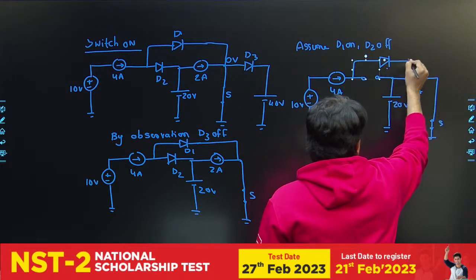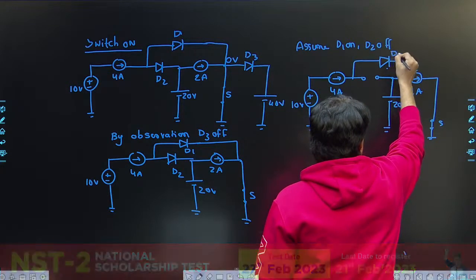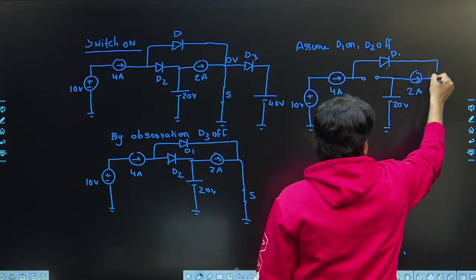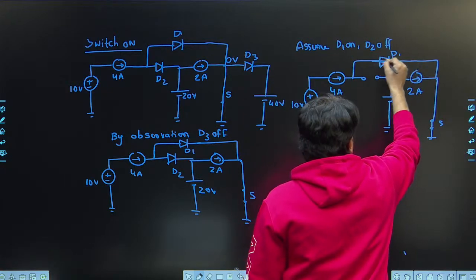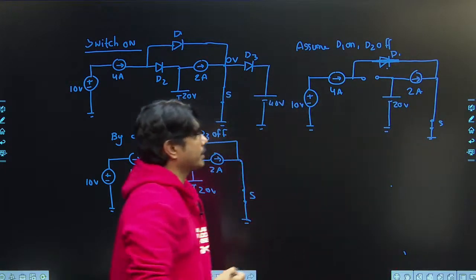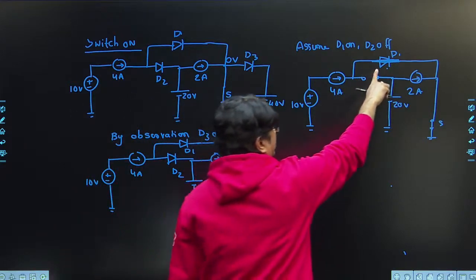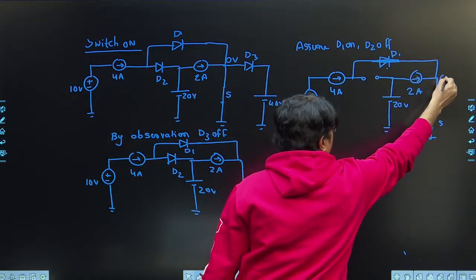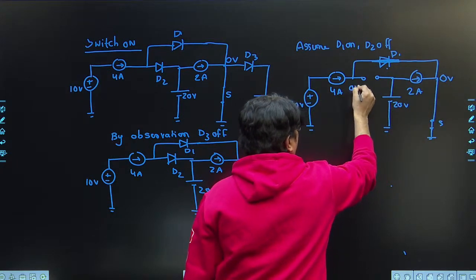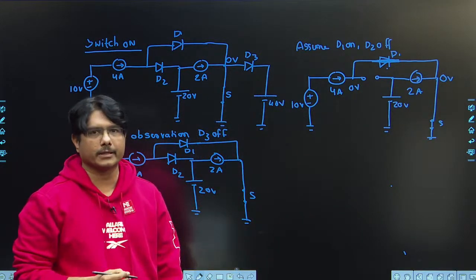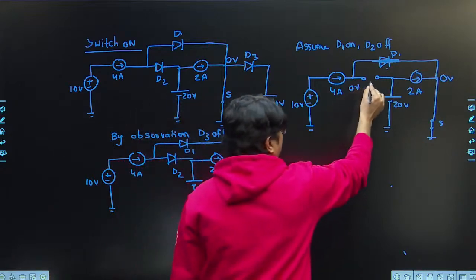We have a diode which is D1. We made this as on. D1 will take it as short circuit. We will assume that D1 is short now. When D1 is short circuit, correctly if you observe, this voltage is 0 volts. That voltage will come here. Okay, directly 0 volts. We will check whether D2 is off or not.